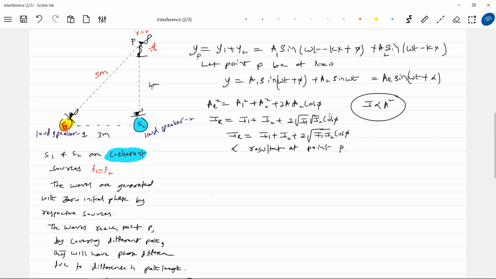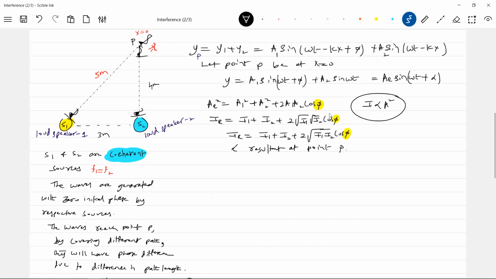If he switches off S2, then he is going to hear a sound signal of intensity only I1. If he switches off S1 and switches on S2, then he is going to hear the sound signal of only intensity I2. When he switches on both, then he's going to hear a sound signal given by this particular formula. What does this depend on? This depends upon the path length, or the path difference, between the waves arriving at point P.